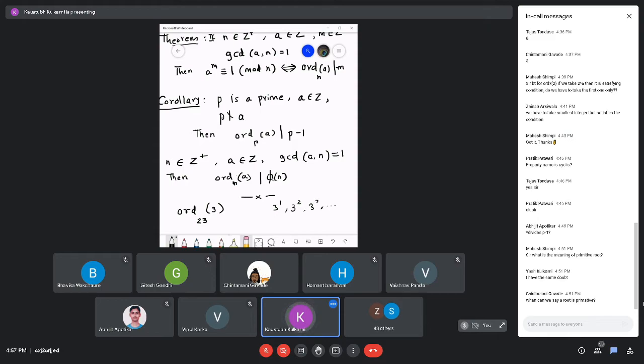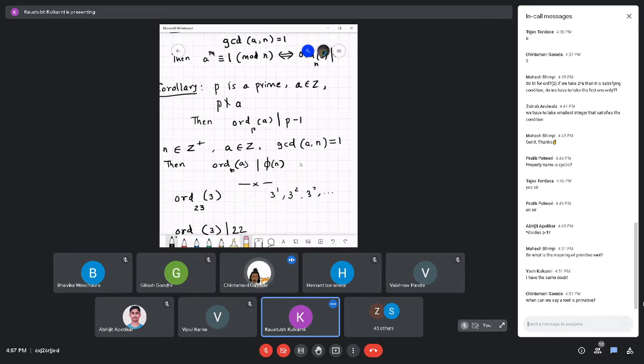This means that either it will be equal to the totient of n, or it will be one of the factors of it. This is what the theorem says. What is the doubt in this?